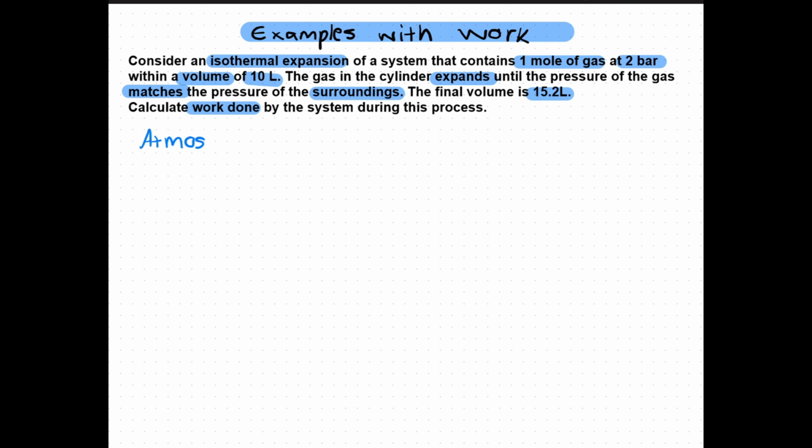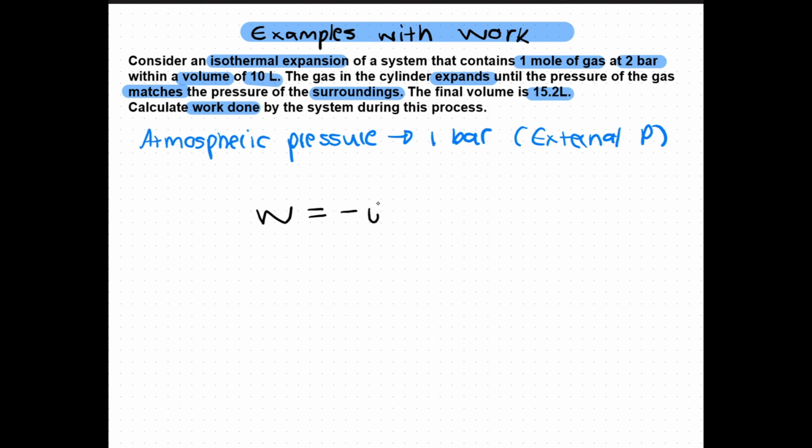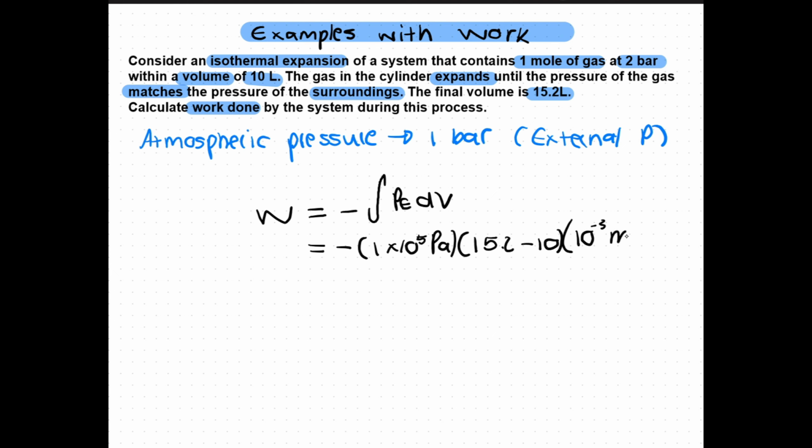We know atmospheric pressure to be 1 bar, thus we know the external pressure and the final pressure of the system. We can use our irreversible process formula to calculate the work. We plug in our values and find the work to be minus 520 joules. Since work is done by the system, we can see that the work is negative.